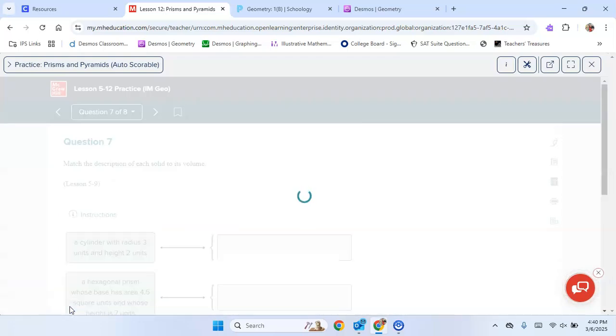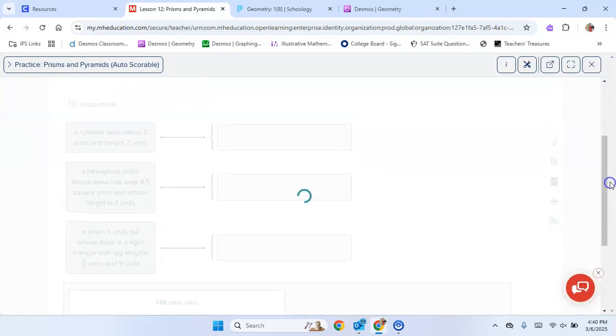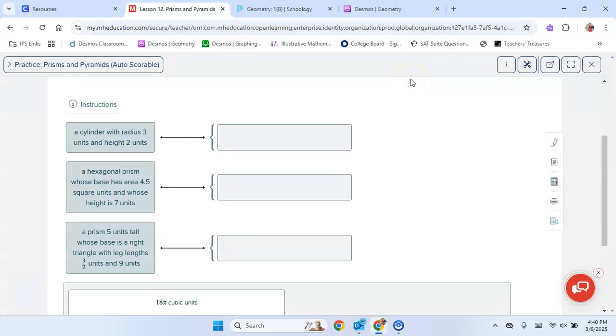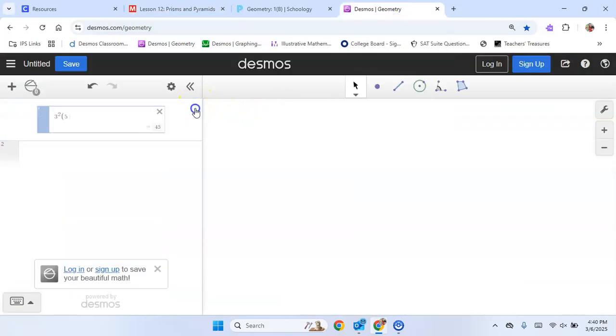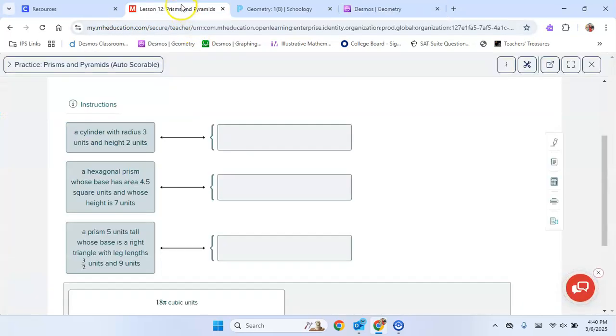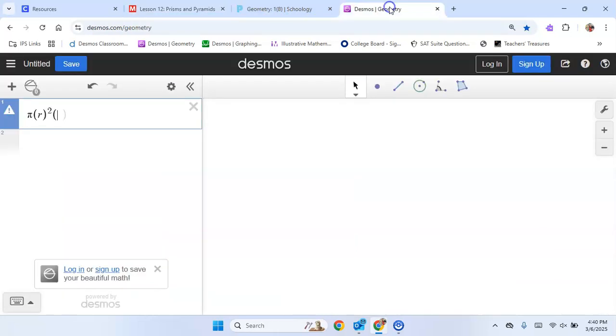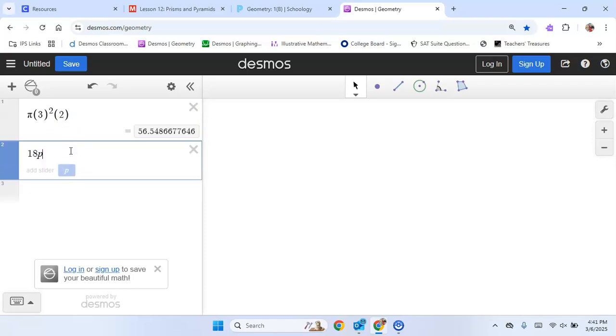Question 7. Match the description of each solid to its volume. Cylinder with radius 3 units and height 2 units. Well, a cylinder has a circle, which is pi r squared, times the height. R is 3 and the height is 2. 3 squared is 9 and the height is 2. 9 times 2 is 18 pi.